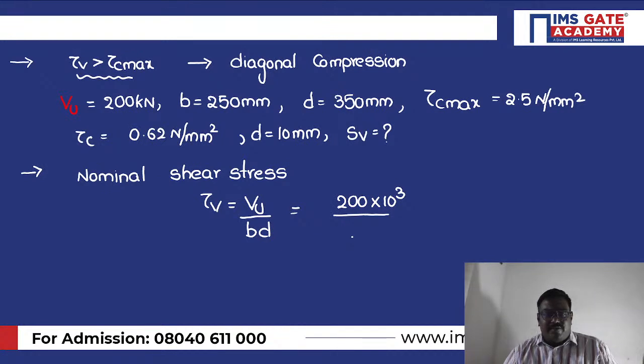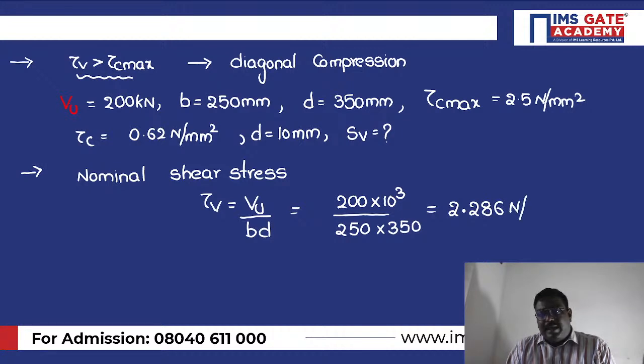And here we have the width of the section as 250 mm and the depth given is 350. Now, when I calculate the nominal shear stress, it is 2.286 Newton per mm square.